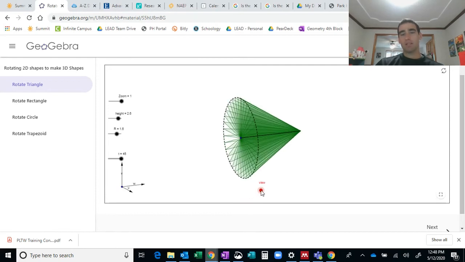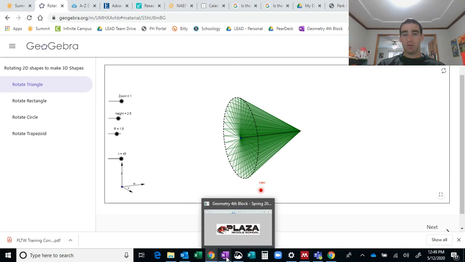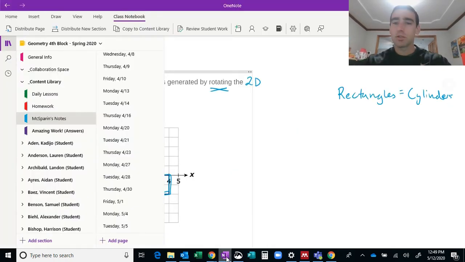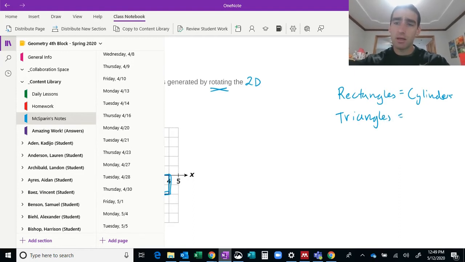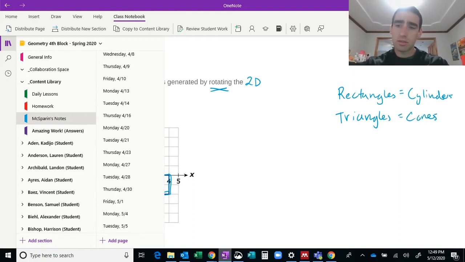What I want you to notice is that doing rotations tends to create things that have circular bases, because a rotation is a circle. Think about a cylinder: a cylinder has a circular base. A cone has a circular base. What type of object it is depends on the cross section, which is what we start off with. So let's go write that in here now. Triangles, when we rotate them, tend to make cones.